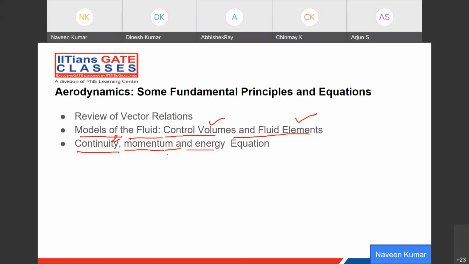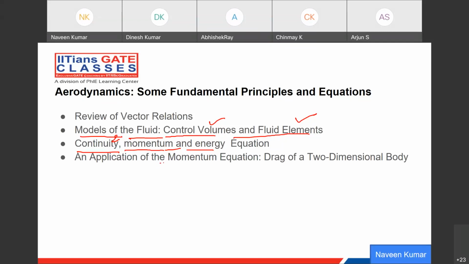Then the applications of the continuity equation, momentum equation, and energy equation. The energy equation would be very useful for gas dynamics and compressible flow, not for viscous, inviscid, and incompressible flow. Then the application of the momentum equation: we will show how to calculate the drag of a two-dimensional body by using the momentum equation. Based on this, one question already came in GATE 2011 or 12.